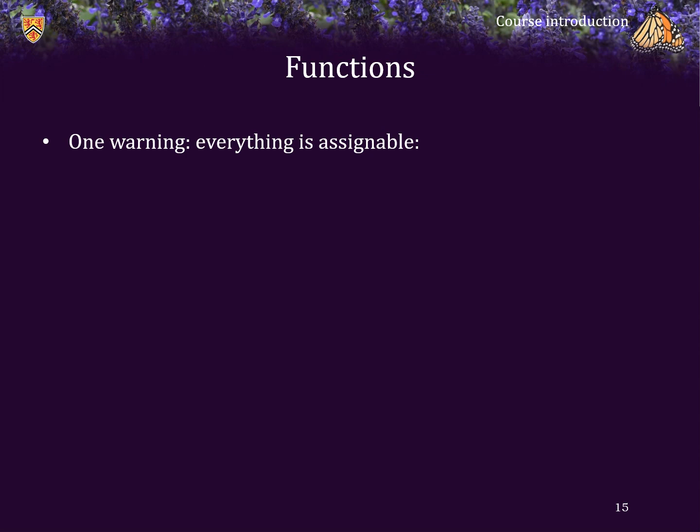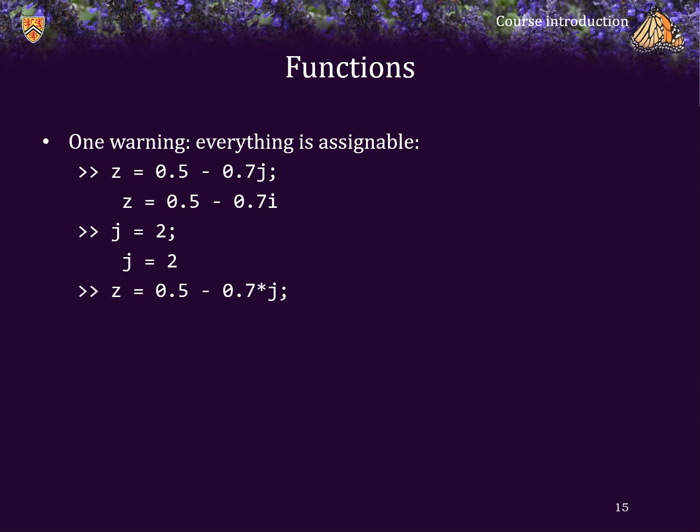Now, one warning in Matlab, more or less everything other than a few keywords is assignable. So here I am assigning z a complex value. Okay. However, what happens if I assign j the value of 2? Okay, so now j is assigned something. Suppose instead I now try to assign z the value of 0.5 minus 0.7, not j, but times j. Well, guess what? j is now 2, so this is probably not going to give you the result you were expecting. Similarly, if you were to calculate this, instead of getting what you thought you were getting, 0.5 minus j, it would actually evaluate to negative 1.5.